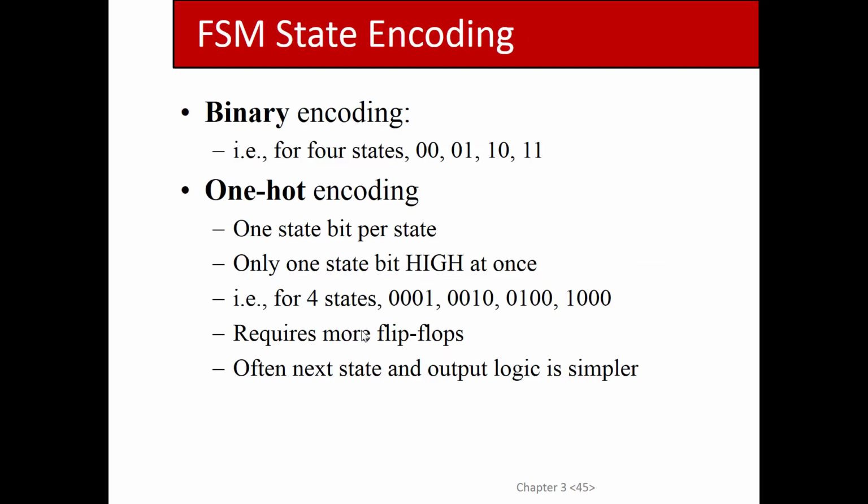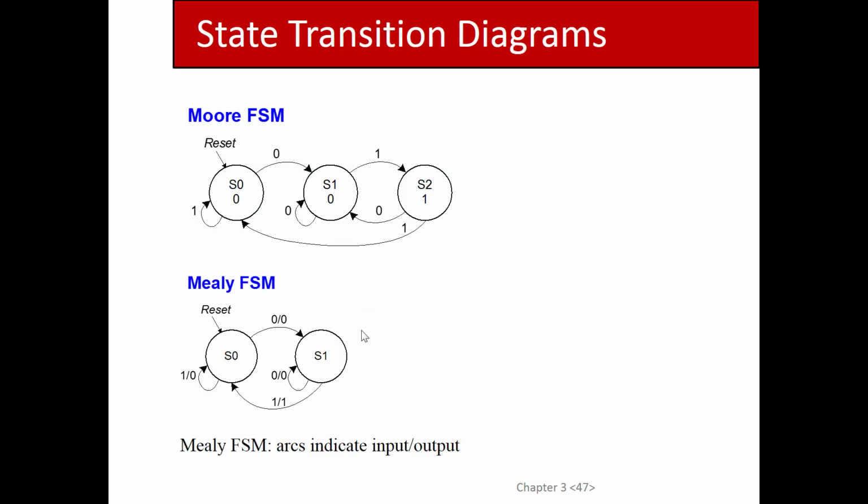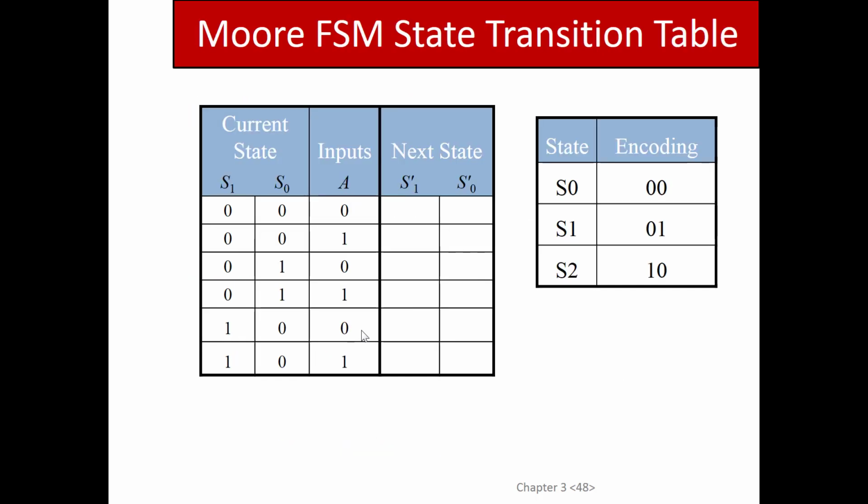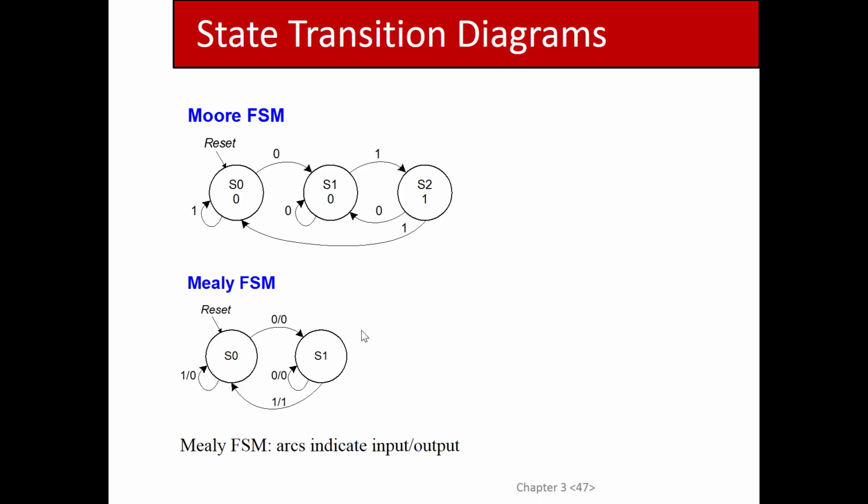Okay, so we talked about encodings, and then as far as the Mealy machines go, this is a variation where you take the outputs out of the states and put them on the transitions. From a circuit point of view, what that involves is just making the output logic a function of the state and the inputs, right?